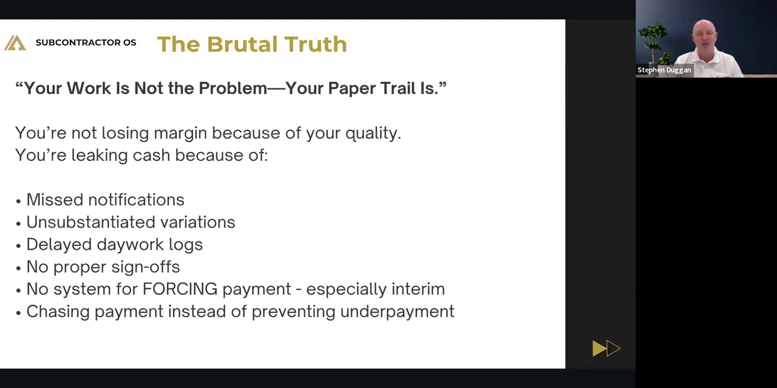So the reality is your work is very often not your problem. Your paper trail is. You're not losing margin because of your quality. You're leaking cash because of missed notifications, unsubstantiated variations, delayed day works logs, no proper sign-off, no system for forcing payment, especially in term, and chasing payment instead of preventing underpayment. And that's the real thing. This is about being proactive and enforcing your payment during the works as it's happening, improving your cash flow and your margin and not letting it pile up.